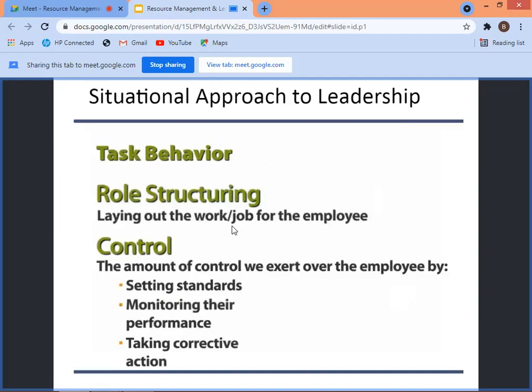So let's talk about the task behavior. Role structuring. Is it important? Yes, important. Very critical. Role structuring, laying out the work and the job for the employee. When you meet the employee on his first day, the employee is most anxious. He's got anxiety. He's afraid. He's a little bit scared. What is this? This is a big company.